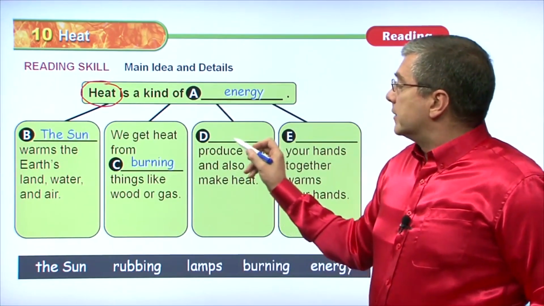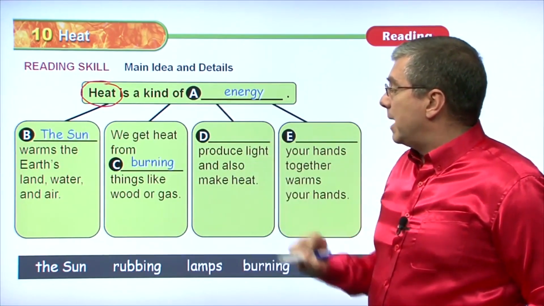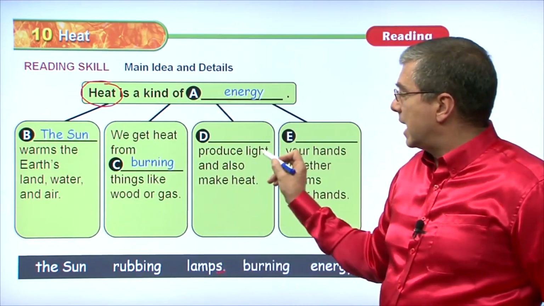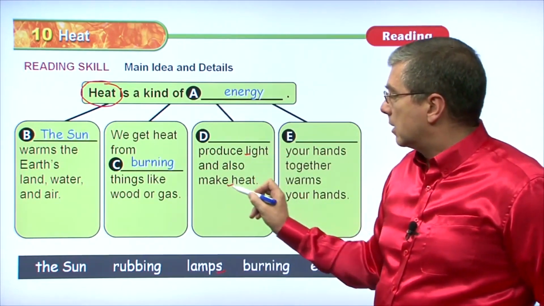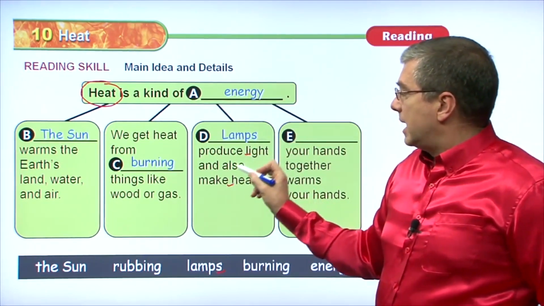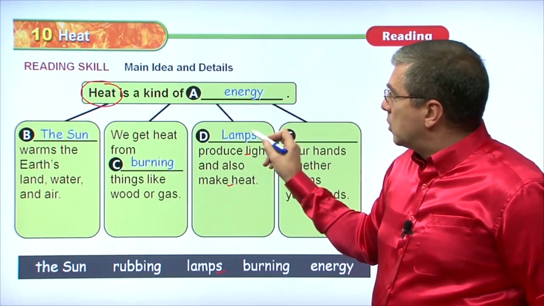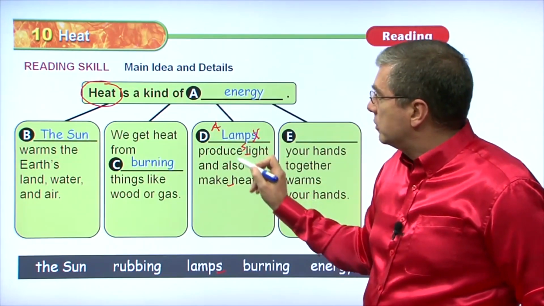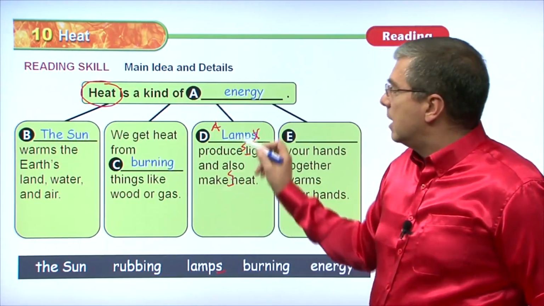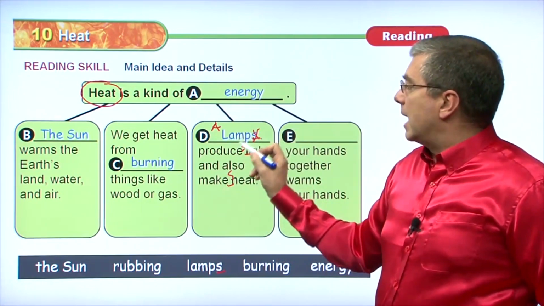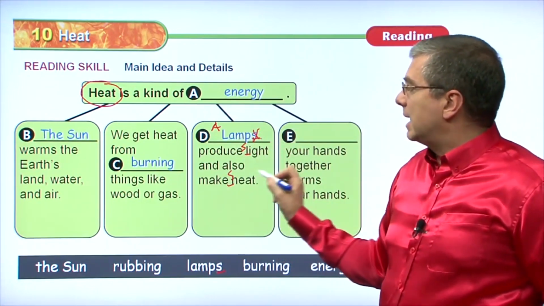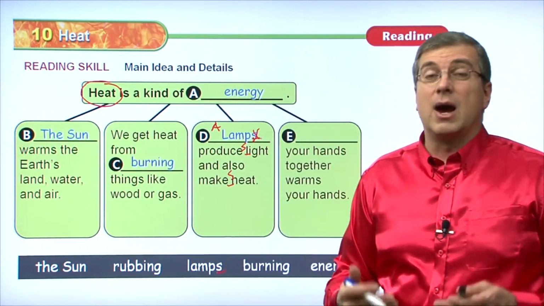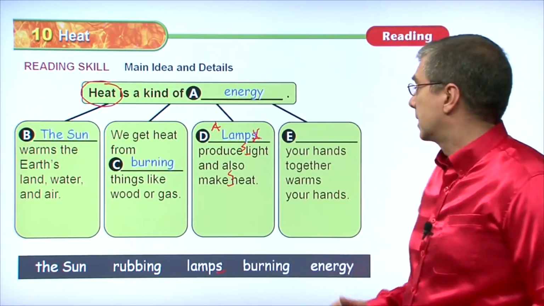Over here, something produces light and also makes heat. What is it? Of course, lamps. Notice the S, so we don't use S here or here. Lamps produce light and also make heat. If we put a lamp like that, then we would need S. A lamp produces light and also makes heat. But we have S, so we're okay. Lamps produce light and also make heat. That's true. Lamps produce light, but be careful, they also produce heat.